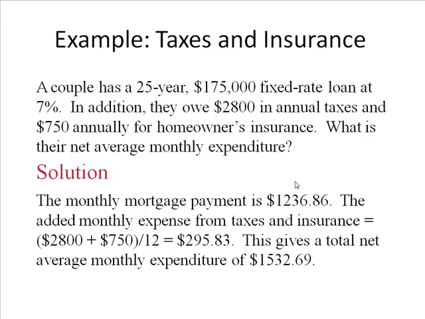They also need to consider that they have additional expenses from taxes and insurance. We owe $2,800 in annual taxes and $750 in annual insurance premiums. Add those two extra expenses and divide by 12 to get the additional monthly obligation. This will give a grand total of an average net monthly expense of $1,532.69.